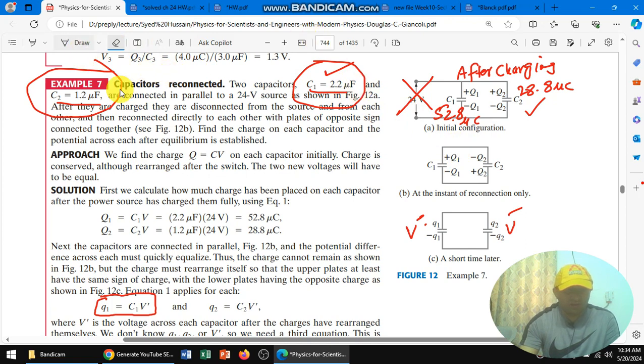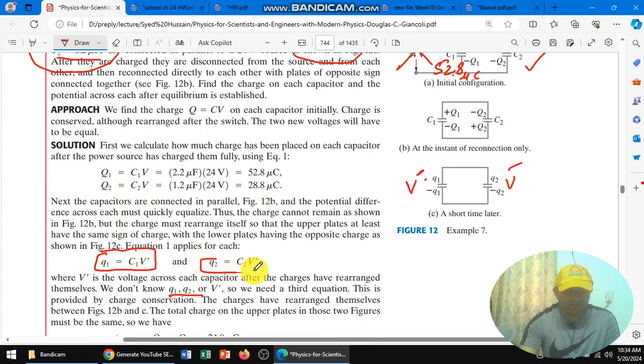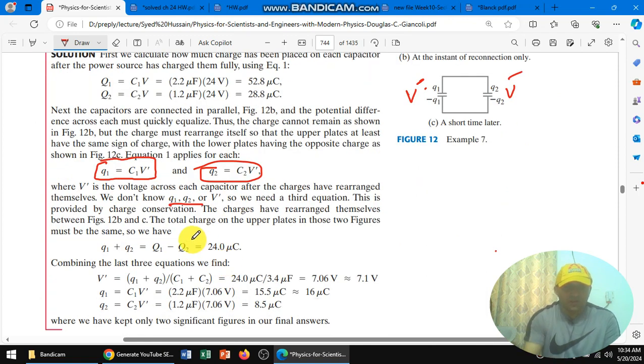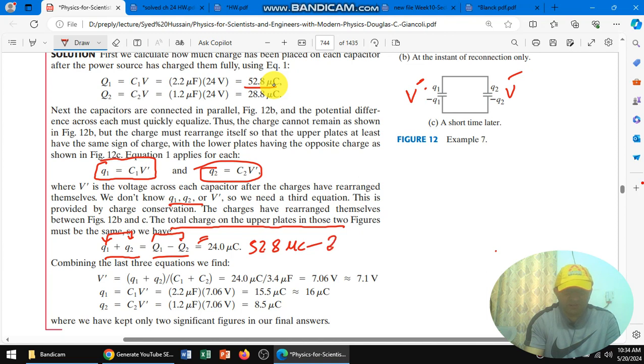So Q1 is equal to C1V dash and Q2 is equal to C2V dash, the new formulas for charging. The total charge on the upper plates in those two figures must be the same. So Q1 plus Q2 is equal to Q1 minus Q2 initially. As we know Q1 is given in the question, we find 52.8 microcoulomb minus 28.8 microcoulomb, that will give us 24.0 microcoulomb. So this is the value of Q1 plus Q2.